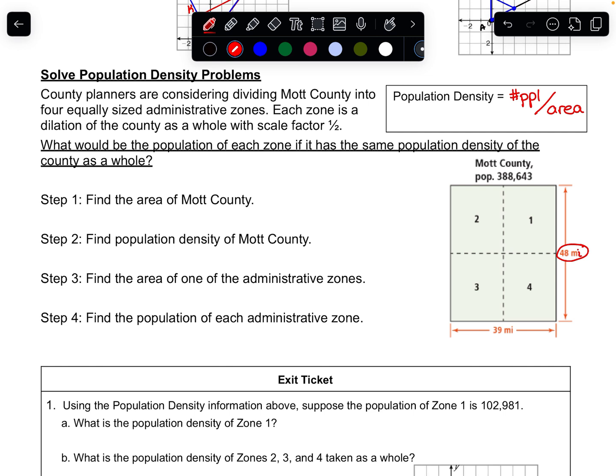So area is just base times height. So 48 times 39, which I'm going to need a calculator for. 38 times 49 is going to give us 1,862. And remember, this is area, so our units would be miles squared.